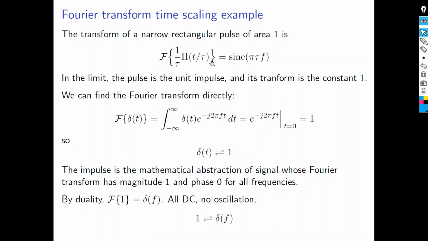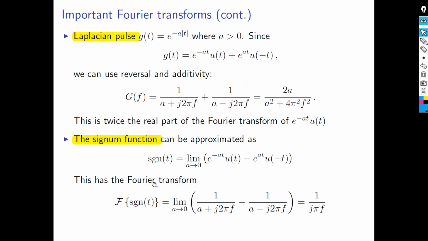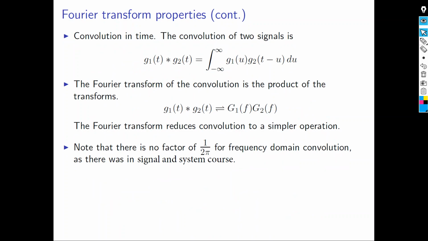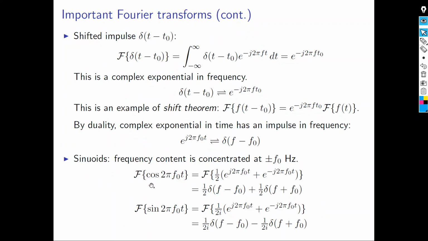Time scaling example. This is an example, you can have a look at it at home. Important Fourier transform, shifted impulse. If you shift by t0, you just multiply by e^(-j2πft0). And these are examples, we can have a look at them in the next lecture. So basically we stop here, and next lecture we continue from this slide.